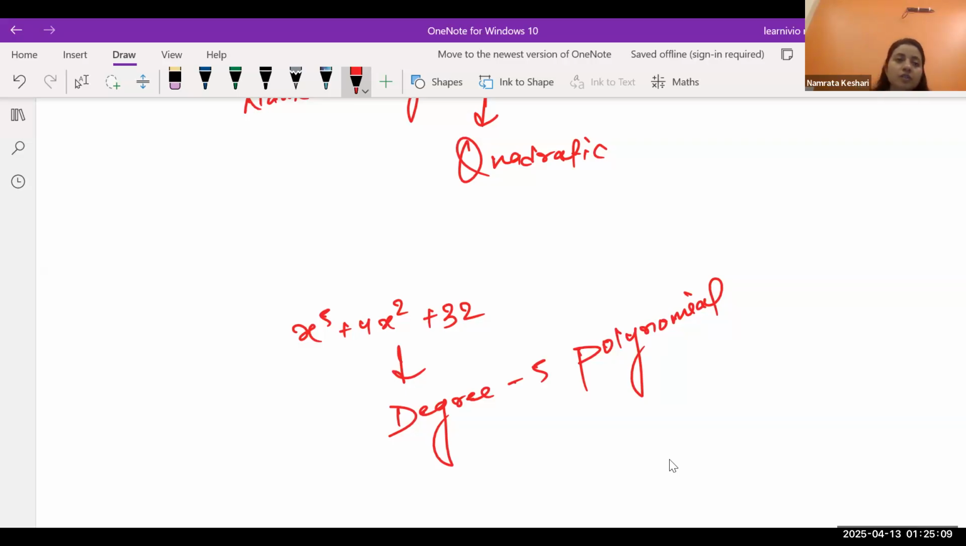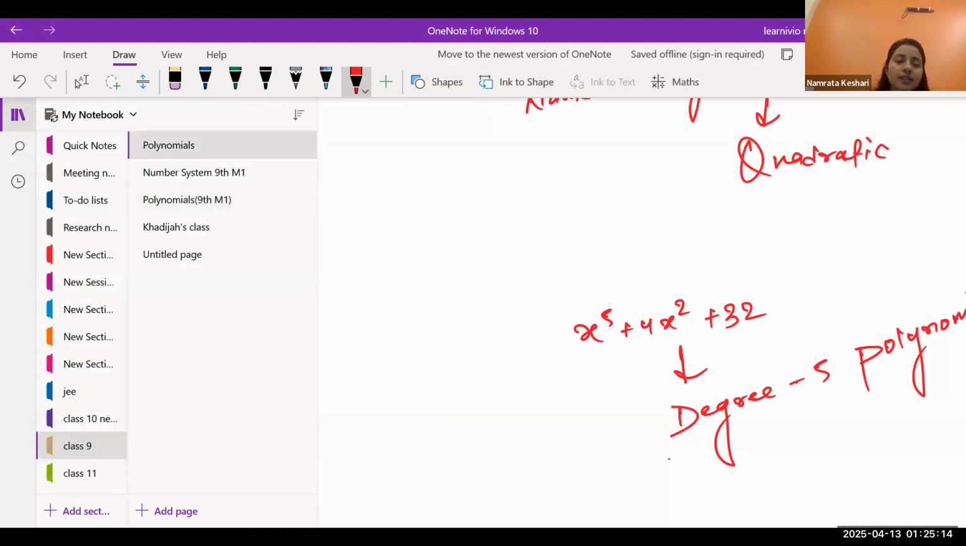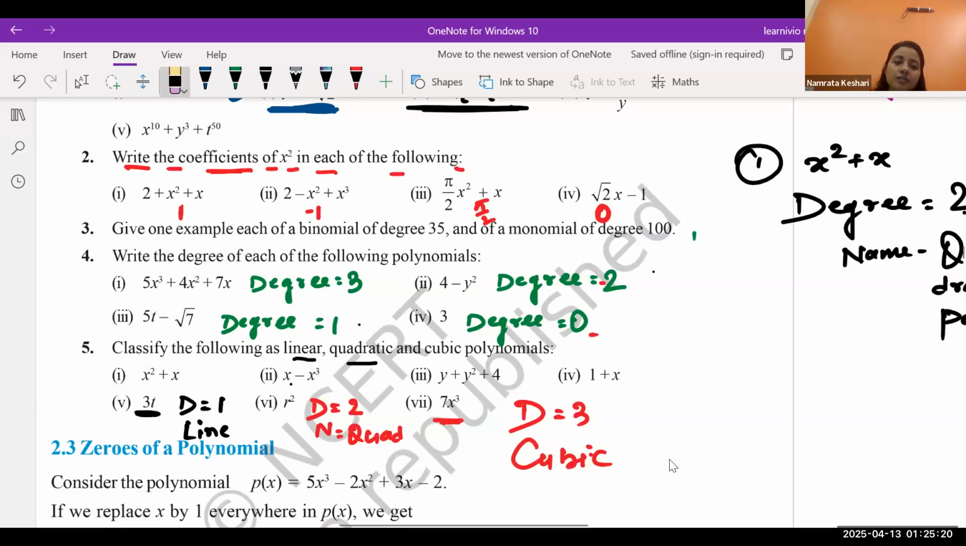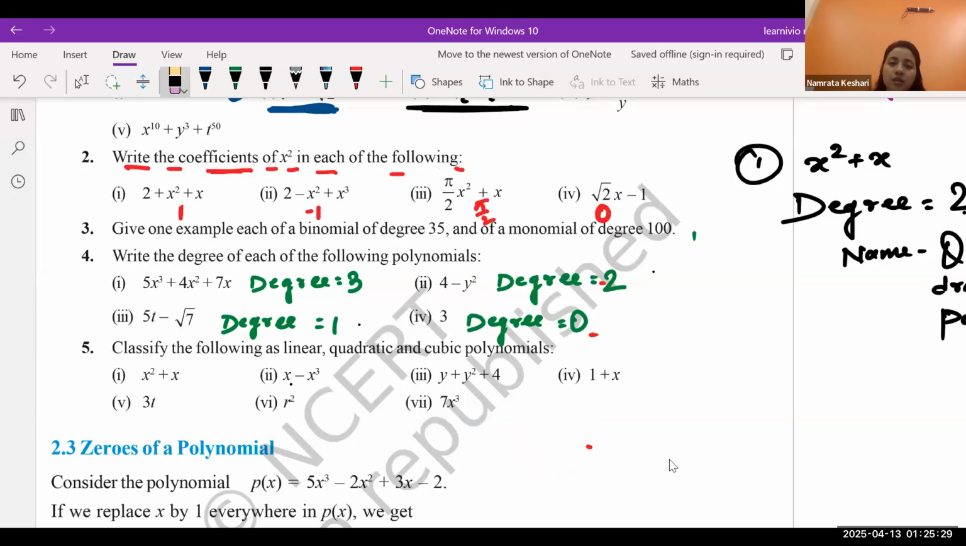Okay, ma'am, let's classify the names. Let's see the questions. You can see question number 5. Read the instruction first. Classify the following as linear, quadratic, and cubic polynomial. First we will check the degree and then we will mention the name. The first one, what is the degree over here? 2. Name is quadratic.